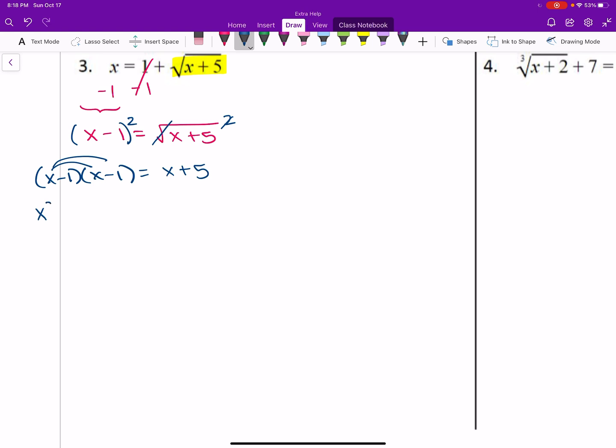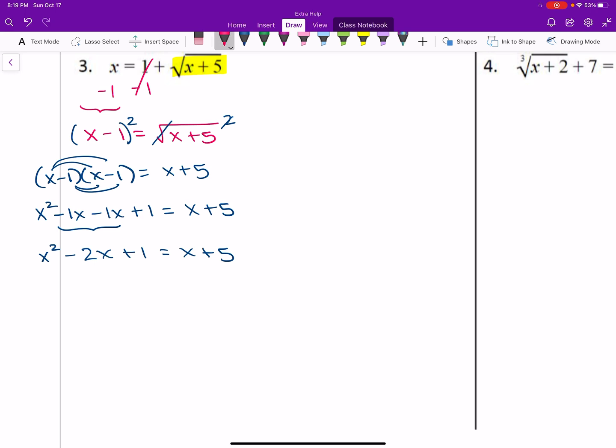X times x is x squared, x times negative 1, negative 1x. Same with the negative 1. Negative 1 times x is negative 1x. Negative 1 times negative 1 is positive 1. We still have the x plus 5 sitting there. Combining like terms, we have x squared minus 2x plus 1 equals x plus 5.